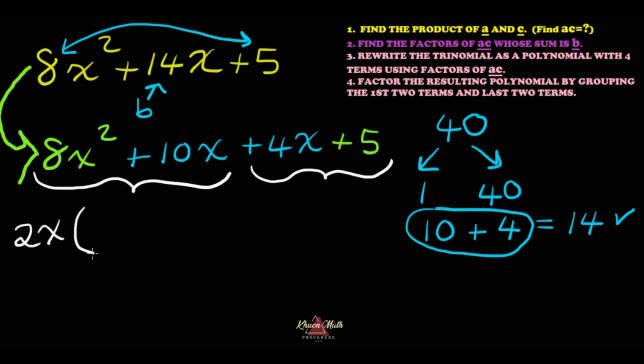Okay, and then 2x times what will give us 8x squared? That's 2x times 4x, 8x squared. And then 2x times what is 10x? That's 2x times 5. Okay, and then we're going to do the same thing here, 4x plus 5. Okay, so you need a positive 1 on the outside, and then you're left with 4x plus 5.